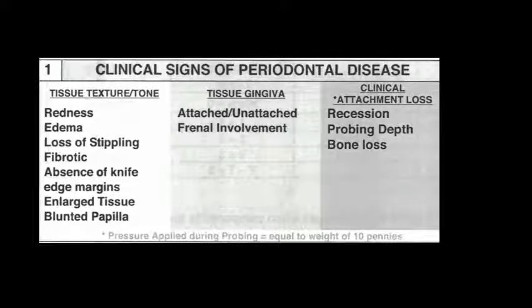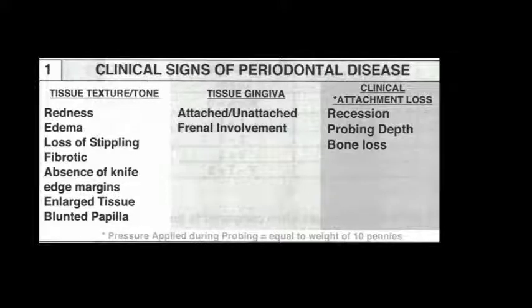As you do your exam, I would suggest that you get a fellow student to help you with your charting, and it will go much more rapidly. The first thing you want to look at is the tissue texture. Do we have redness? Is there edema? Is there a loss of stippling? Do we have a fibrotic response? Do we have an absence of knife edge margins? Is the tissue enlarged? And do we have blunted papilla? Now, on your initial exam, the first one or two you do, you may want to call in the attending and have them go over this and show you what it is.